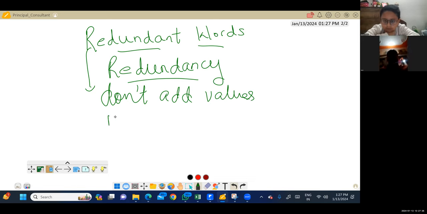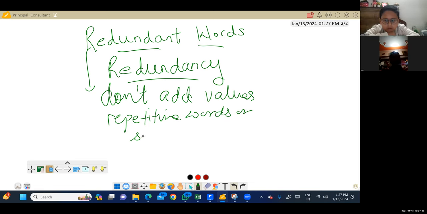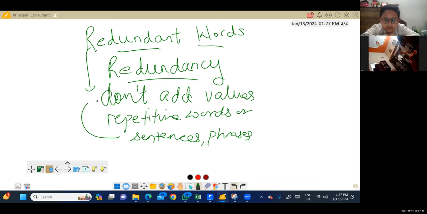So they are repetitive words, sentences or phrases which don't add value to your sentences, to your meaning, or to your speech.